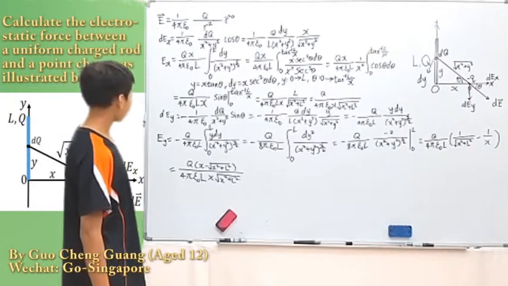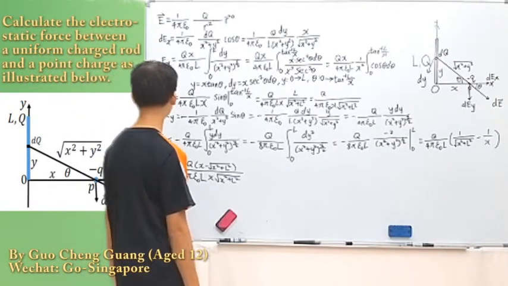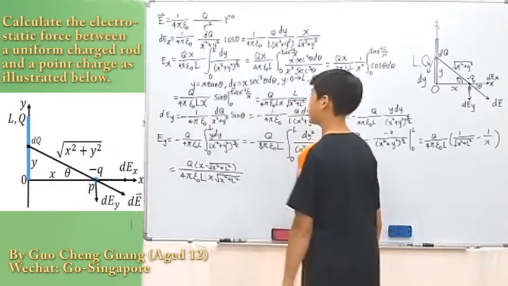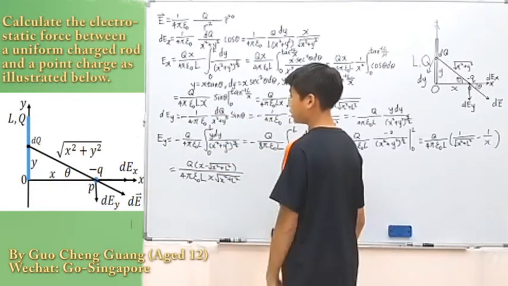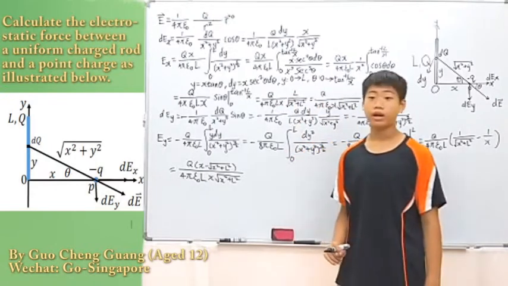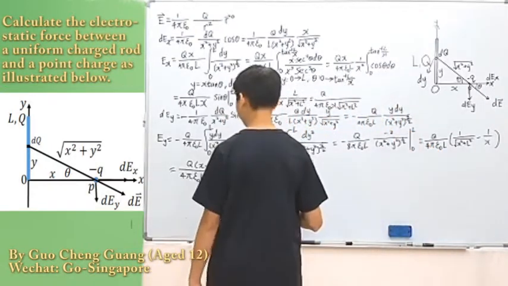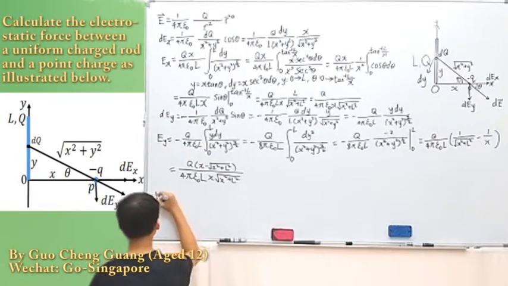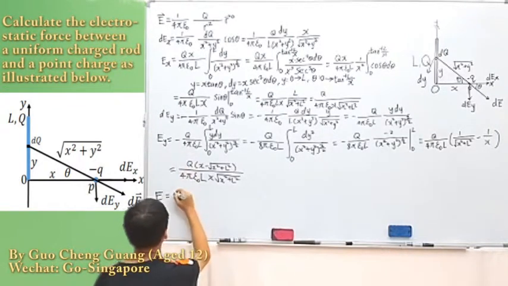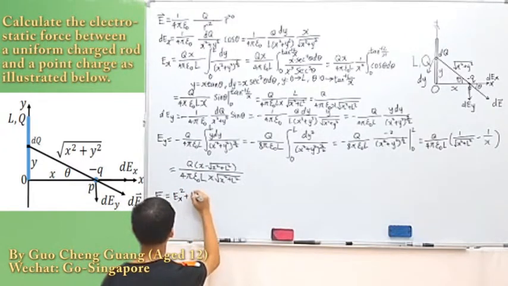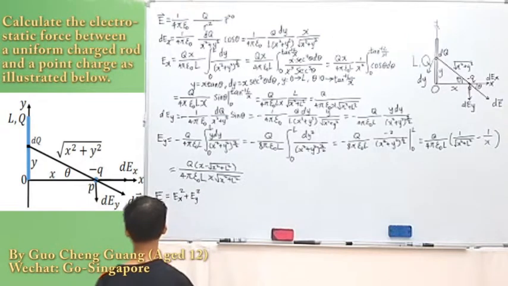Well, it may seem very long already, but we still have another part. We have only found Ex and Ey. What do we need to find at last? The last thing that we need to find is the E. So E for this part will be Ex squared plus Ey squared. Wait, is this the same? No. You need to square root the whole thing. So then, what do you get?